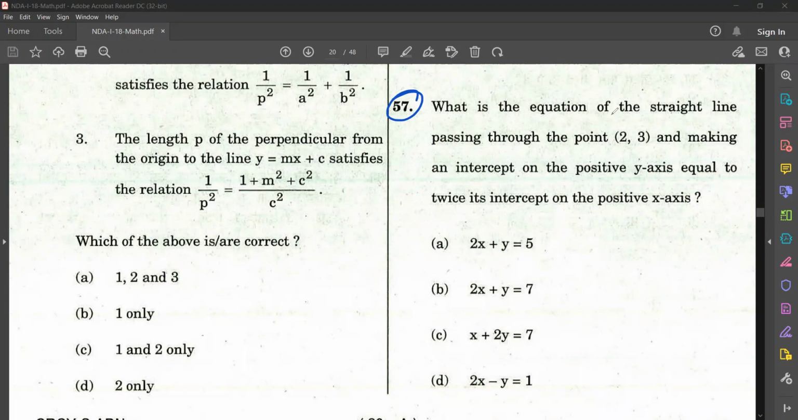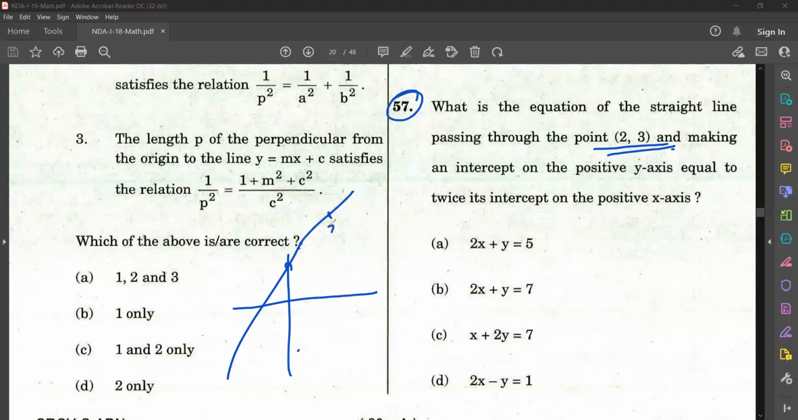You have to get the equation of straight line passing through point 2, 3. So there is a straight line passing through point 2, comma 3, and making an intercept on y-axis equal to twice the intercept on x-axis. Generally, if we are given with two intercepts, you take the equation of intercept formula.